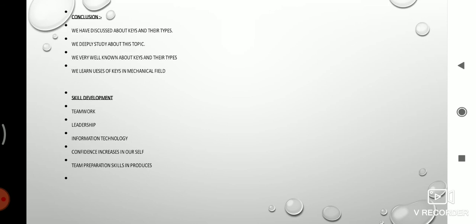Conclusion: we have discussed keys and their types. We deeply studied this topic. We know very well about keys and their types. We learned uses of keys in the mechanical field, skill development, teamwork, leadership, information technology, confidence increases in ourselves, team preparation, skill in process.